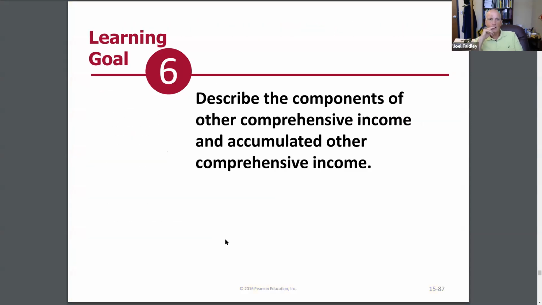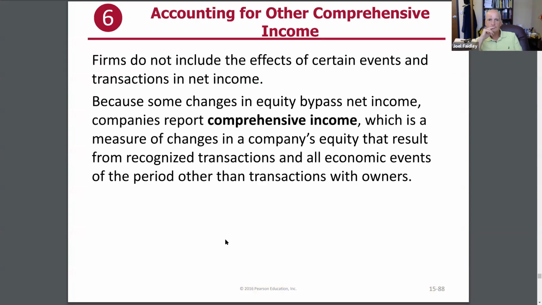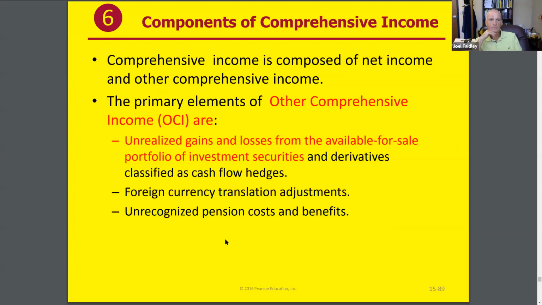All right, OCI. Other comprehensive income. We'll look at this in the next chapter as well. Unrealized gains and losses from what's called available for sale investment securities. Sounds like something complicated, but it's not. If you have these securities classified as trading and you have gains and losses, that goes to your income statement. But if it's called available for sale, we'll talk more about that in the next chapter.